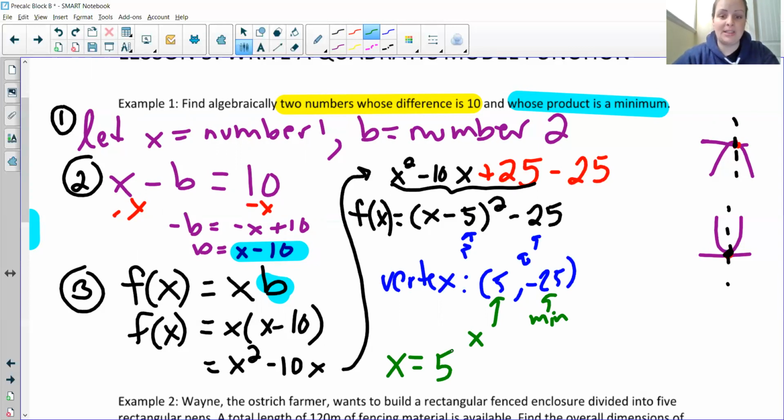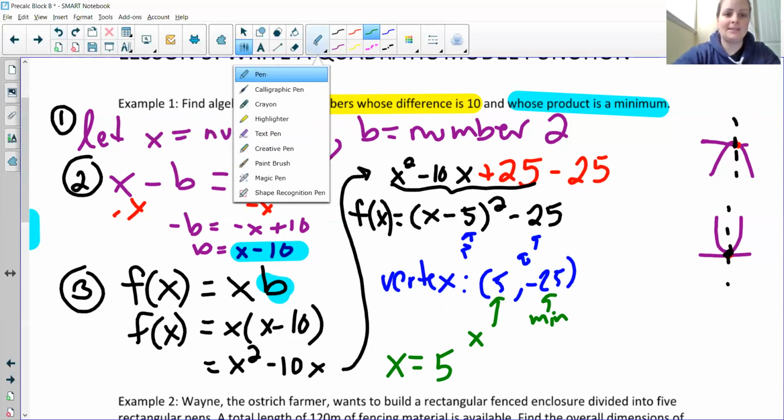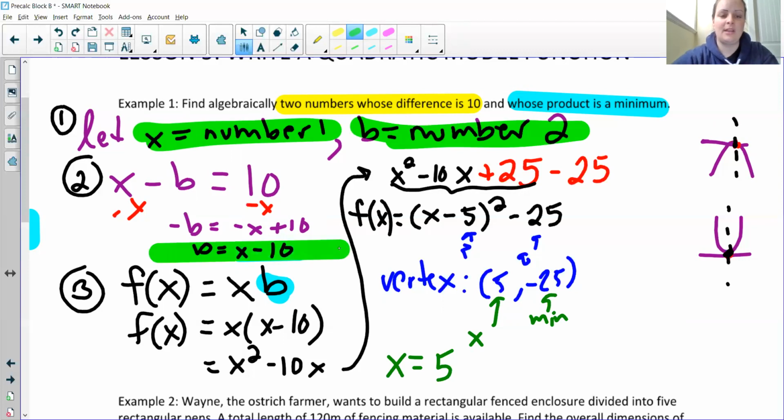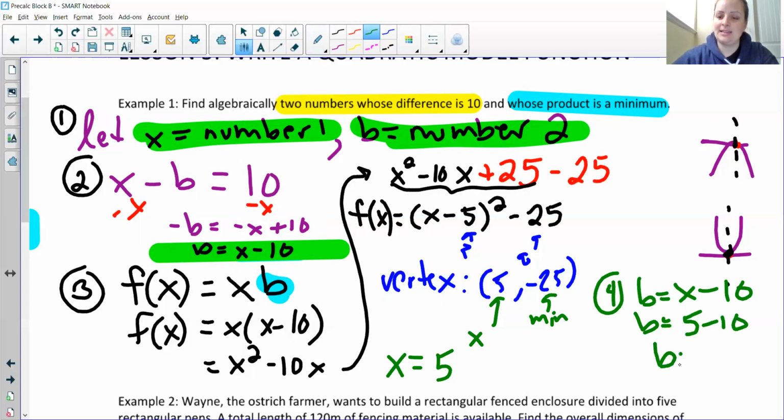The only other number we need to find is what b is. Remember, we had x is number 1. We now need to find what number 2 is. And conveniently, we already have an equation that helps us find that really fast. So that's going to be our step 5 or 4, just to find what b equals. We know b equals x minus 10. We now know that x is 5. 5 minus 10 is negative 5. So our solution is x will be 5 and b will be negative 5.